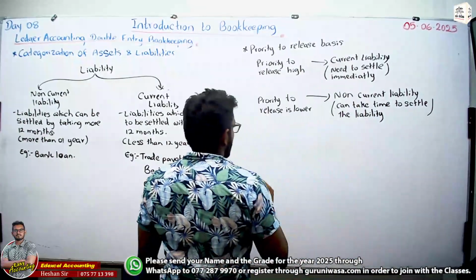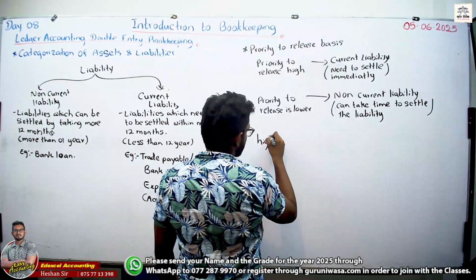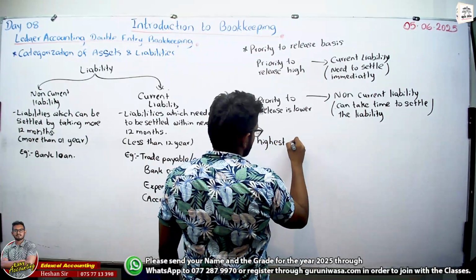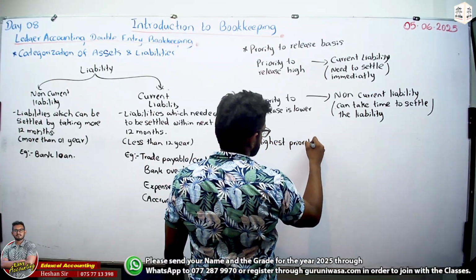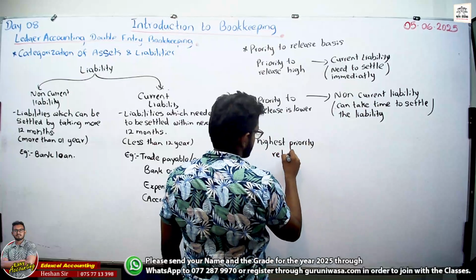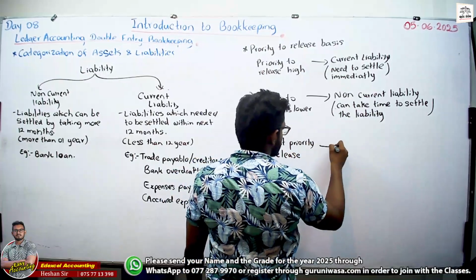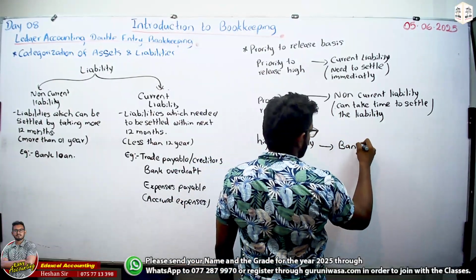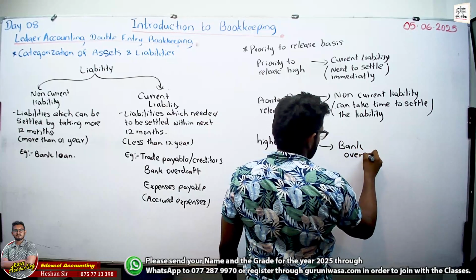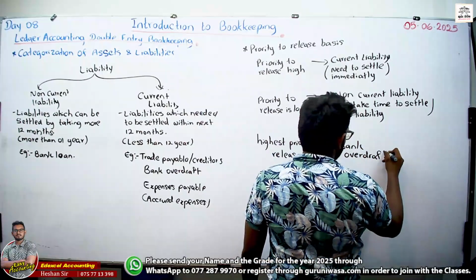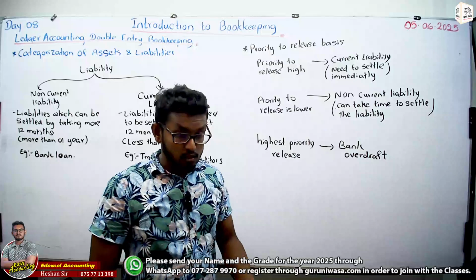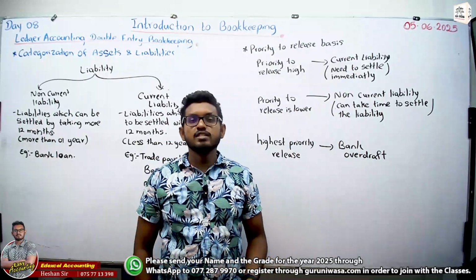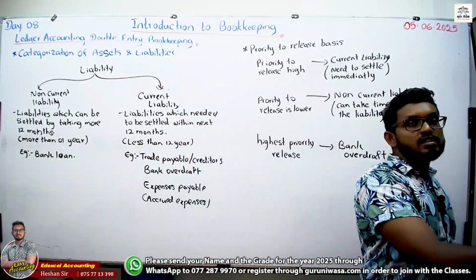So what is the highest priority to release? The highest priority to release is bank overdraft. I told you the bank gives this only for 12 months, or 2 weeks. In 2 weeks we need to settle it, right? So this is the categorization.